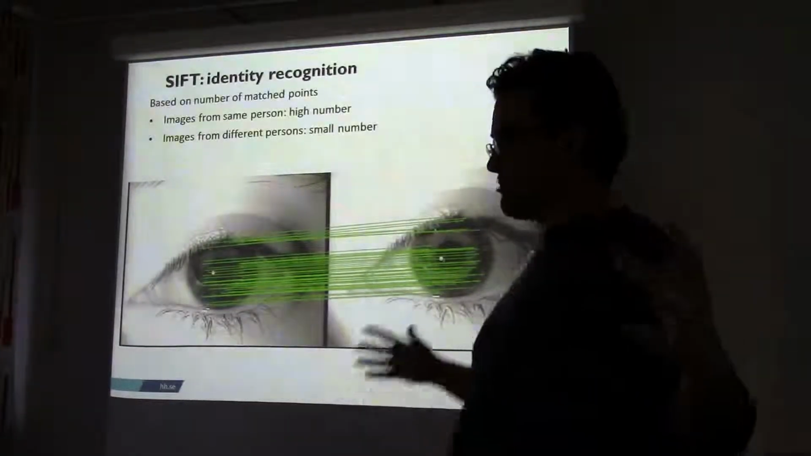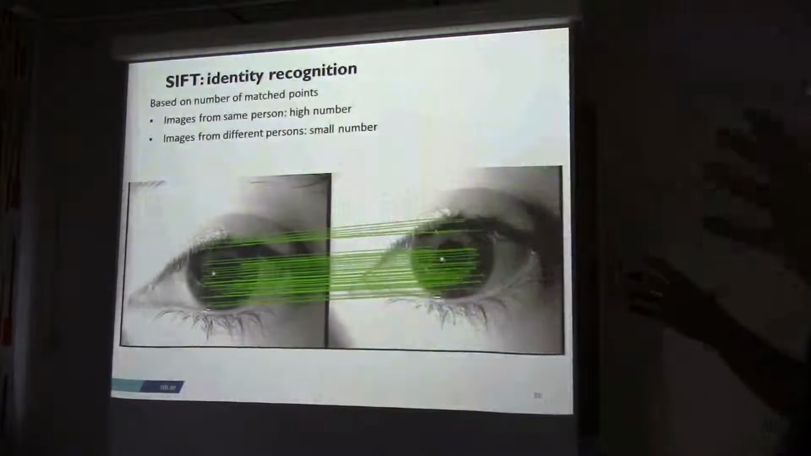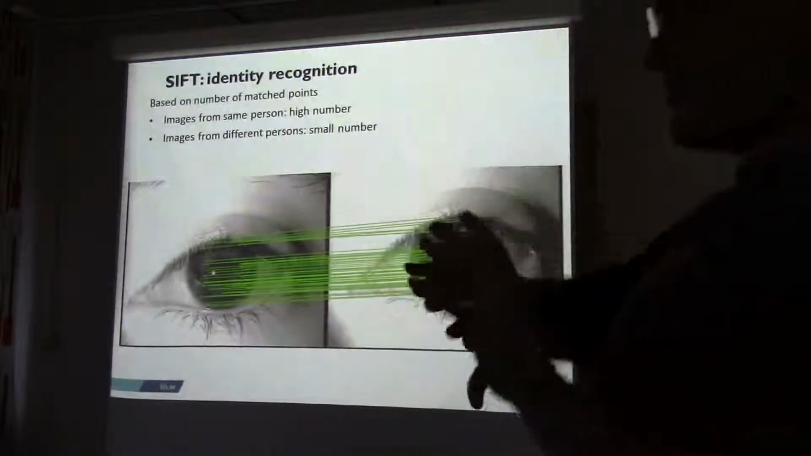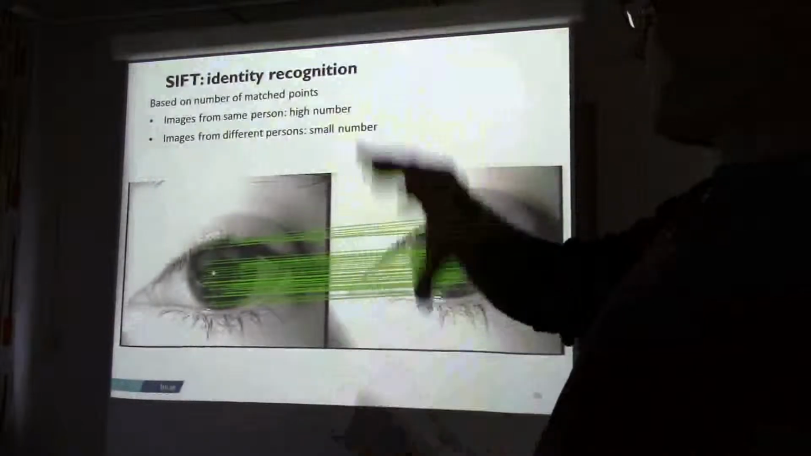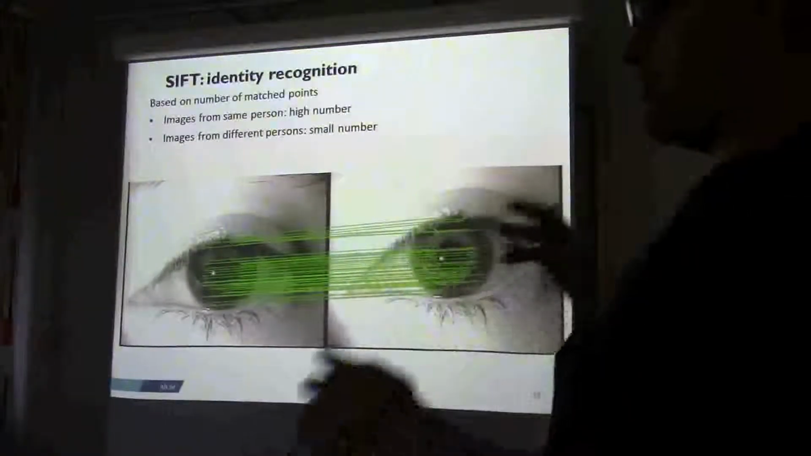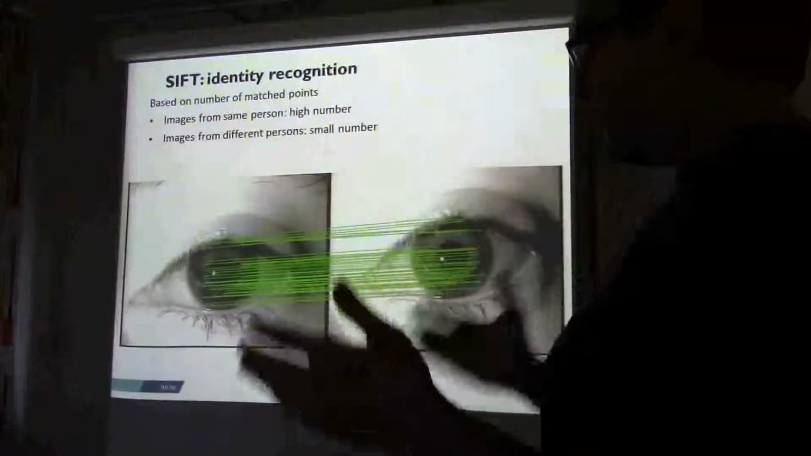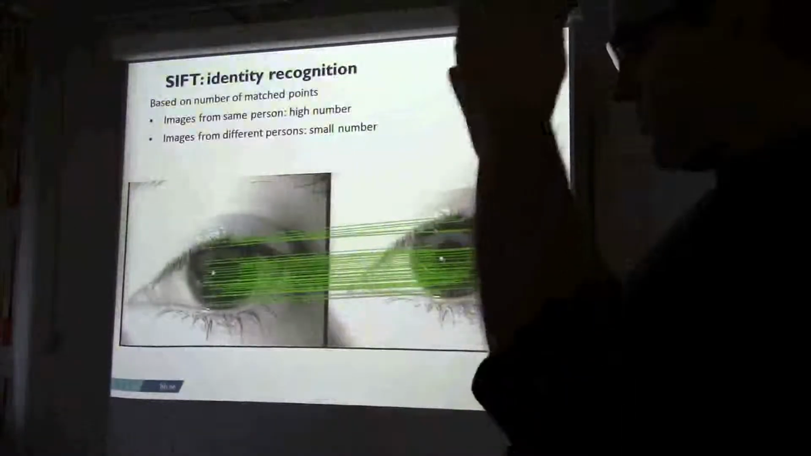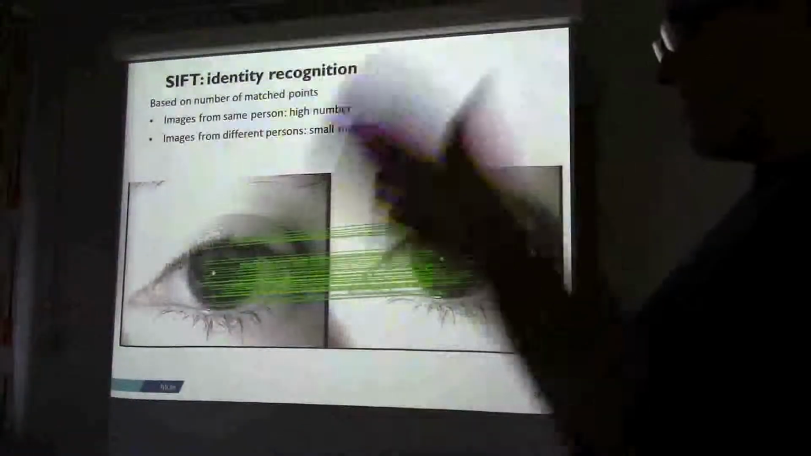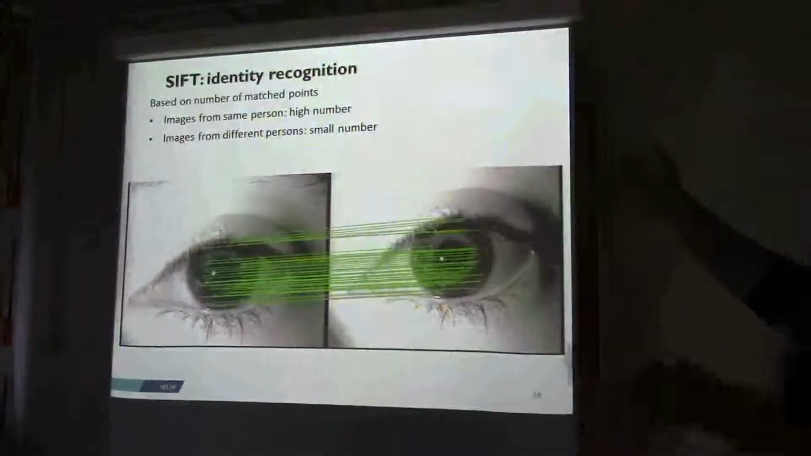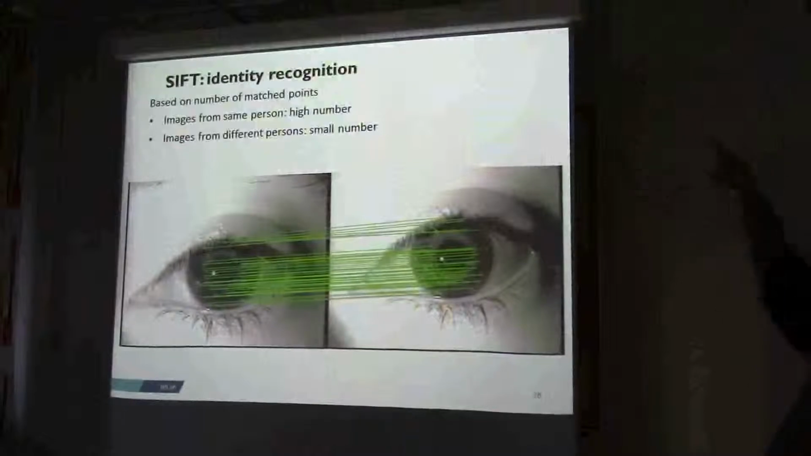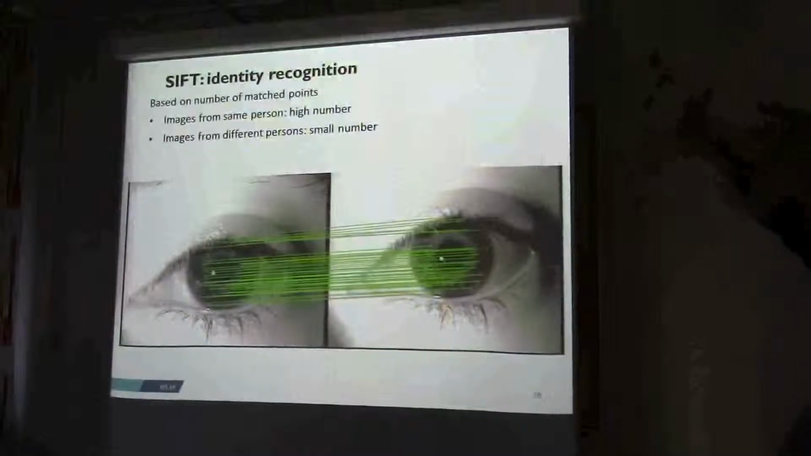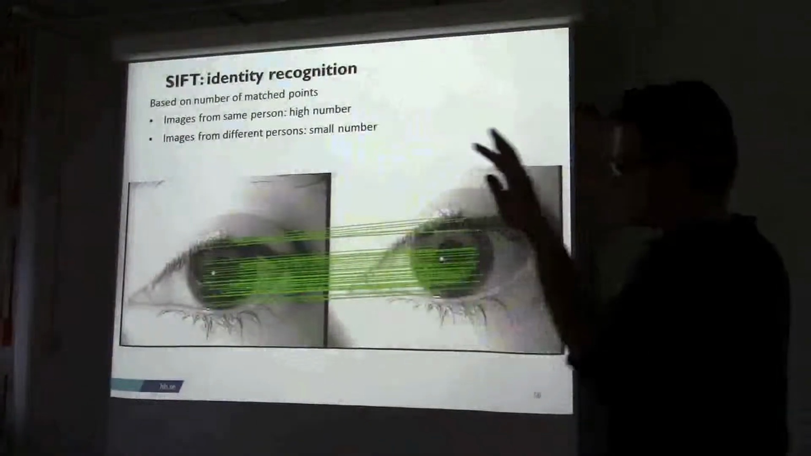Recognizing an object means finding what makes different images similar. You can have different eyes, and you want to find eyes in an image, so you want to find what makes all these images similar. But you can have eyes of different persons, and you want to separate what makes two eyes or two images of an eye different.